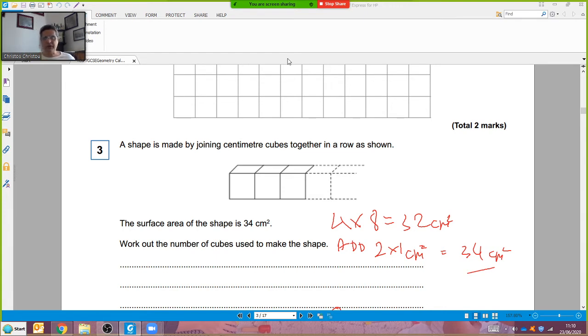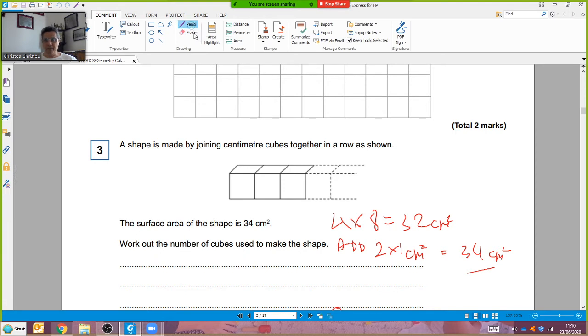I have got to build up a certain number of blocks. In fact, they're little cubes. And the total area that I can touch with my hand comes to 34 centimeter squares. Now, if you look at this one here, I'm going to try and draw it. I hope it's going to let me do this. I won't be too glitchy, I hope.